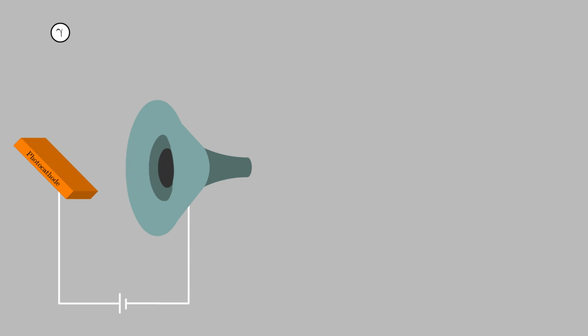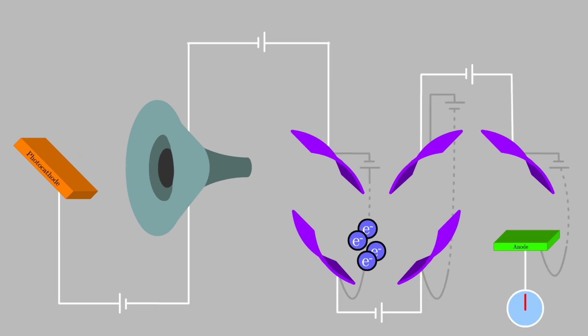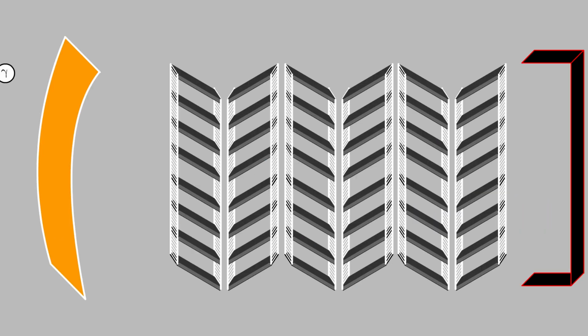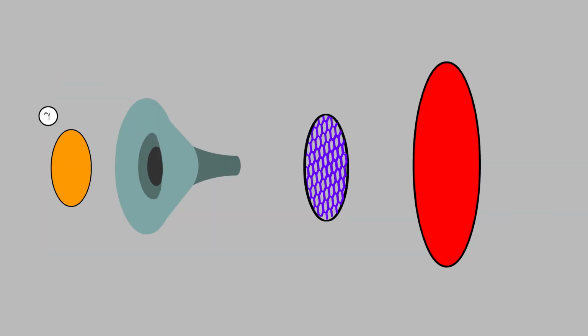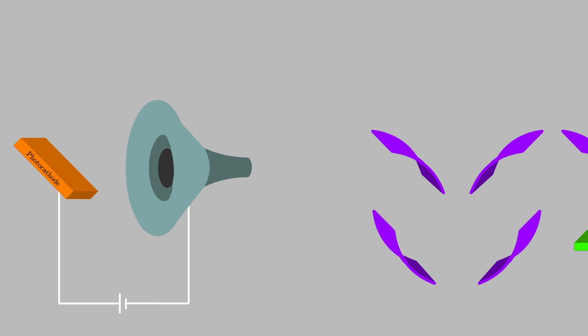After focusing, we finally start to multiply the electrons. To do this, we can use various architectures like linear focused, circular cage, Venetian blind, or microchannel plates. These methods have their own specific use cases, which we will see later. Let's build a linear focused type for now.